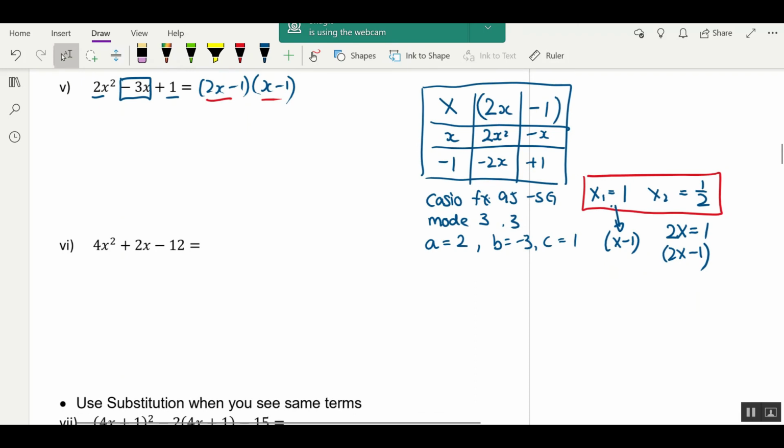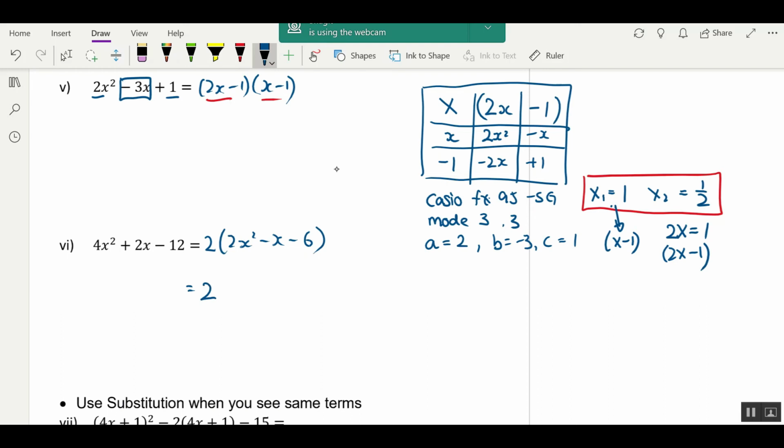Next, remember to check if you can do a simple factorization for your quadratic equation first. In this case, 4x squared plus 2x minus 12, you can take out a 2. You have 2 times 2x squared minus x minus 6.